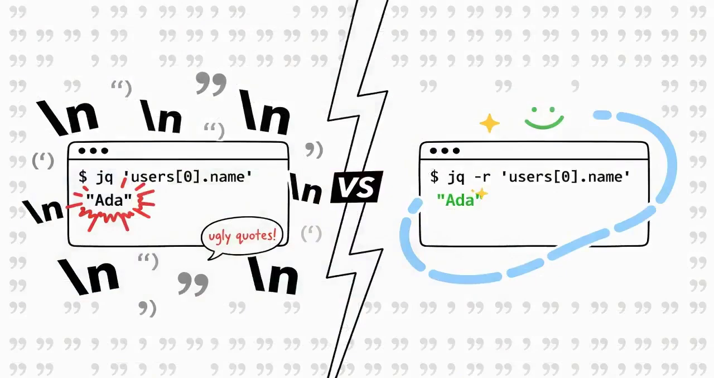Notice those escape strings in the output, the literal \n characters and surrounding quotes? That's valid JSON, but it's ugly. Add the -r flag and jq strips the quotes and unescapes the values, giving you clean raw text.